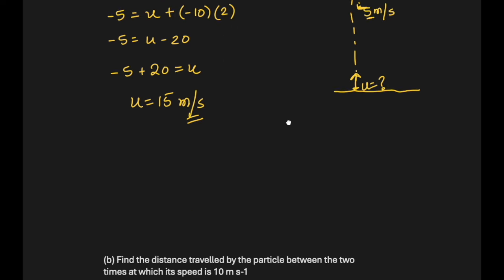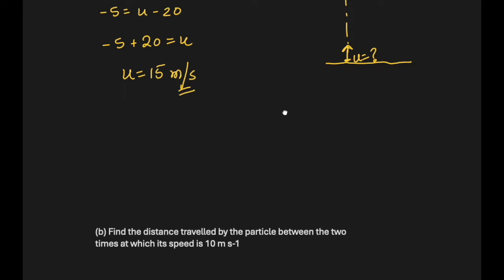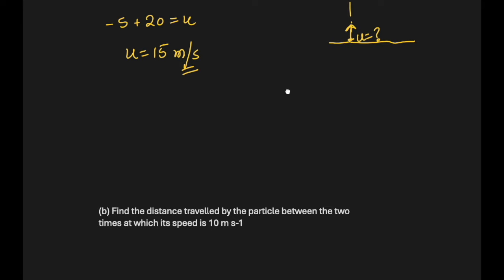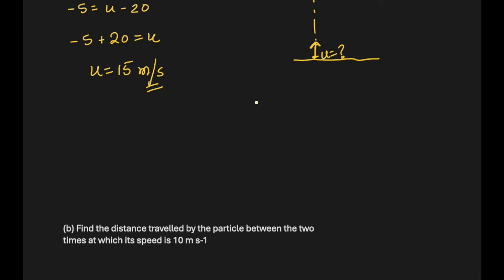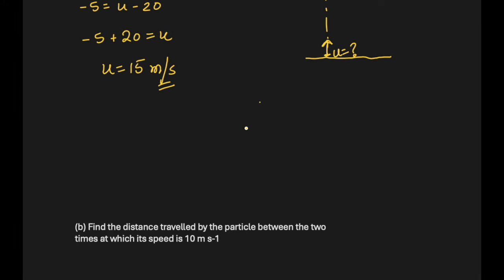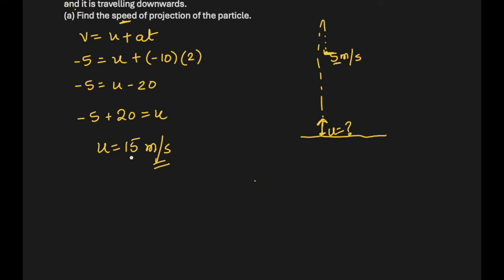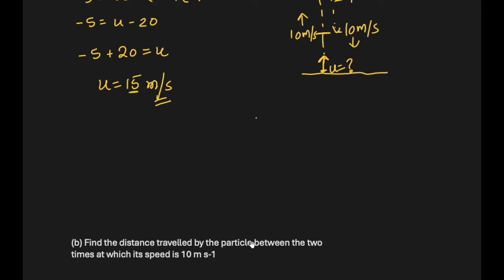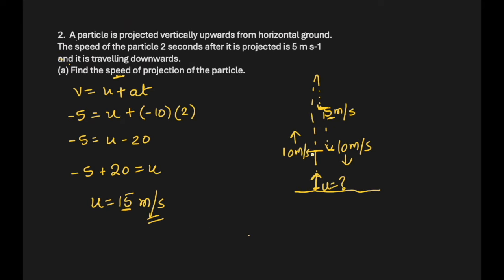Okay, next. Find the distance traveled by the particle between the two times at which its speed is 10 meters per second. Speed again. Alright. While going up, because it was projected at 15 meters per second, somewhere here the speed will be 10 meters per second. And somewhere here also the speed will be 10 meters per second. But this will be downwards, this will be upwards, and they're saying find the distance traveled by the particle between the two times.